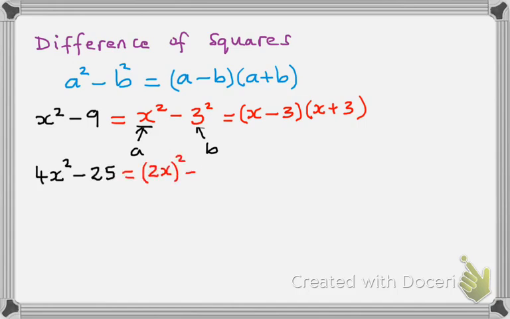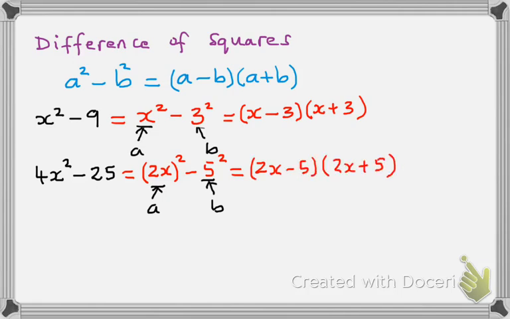Let's do another example. 4x squared minus 25. Again, you can write this as a difference of squares because 4x squared you can write as 2x all squared, that is 2x times 2x. And 25 you can write as 5 squared. So if you think of 2x as a and 5 as b, you can rewrite this as 2x minus 5 multiplied by 2x plus 5.